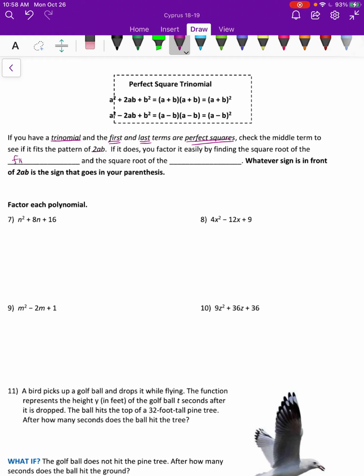We find the square root of the first term and the square root of the second term, just like before. But the difference here now is whatever sign is in front of that middle piece is the sign that goes in our parentheses. So you can see up above in that square, they kind of got shifted, so it's moved over a little bit. But the plus is in front of 2AB. The plus is in my parentheses. Minus is in front of 2AB. Minus is in my parentheses.